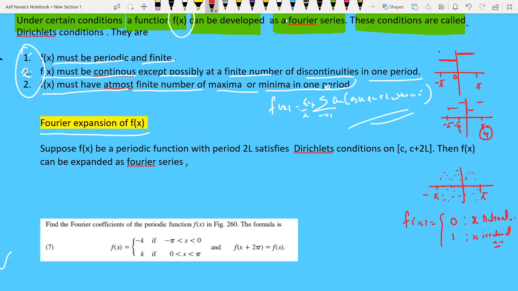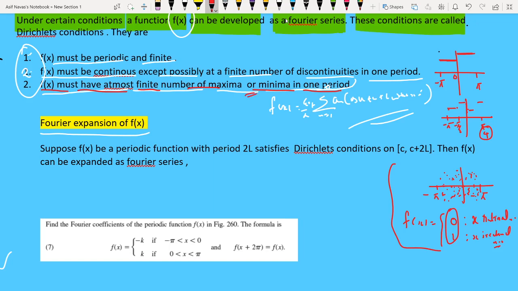So such functions we cannot express as a Fourier series because there are an infinite number of discontinuities. Have you got it? Yes, sir. You can have at most a finite number of discontinuities. And the third condition is that f of x must have at most a finite number of maxima or minima.